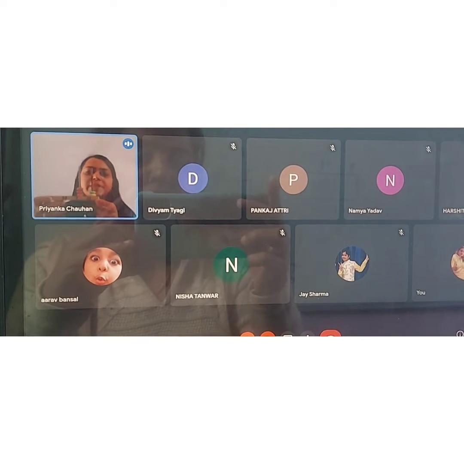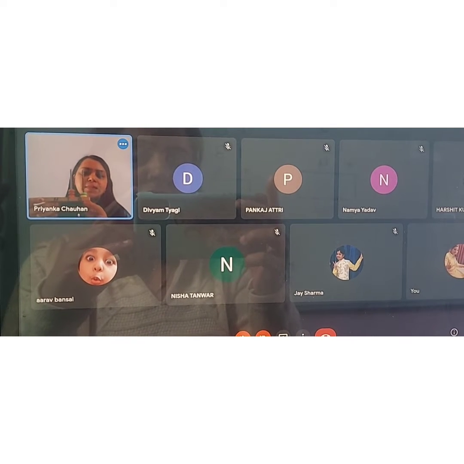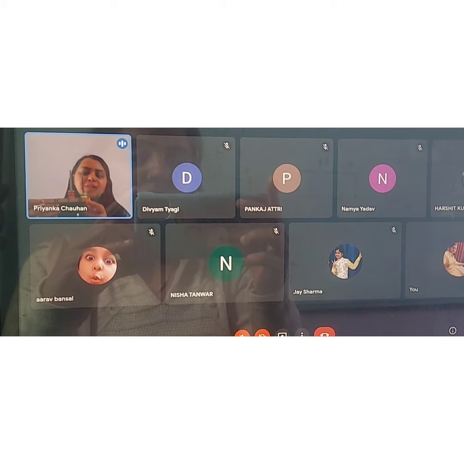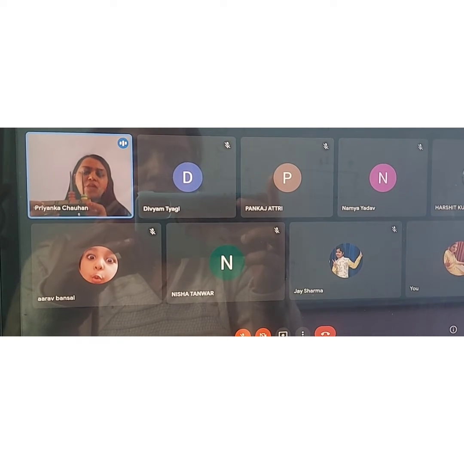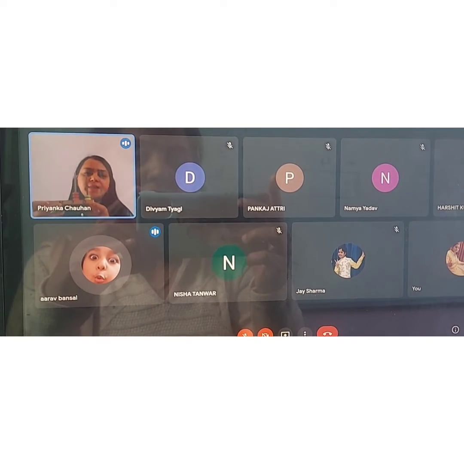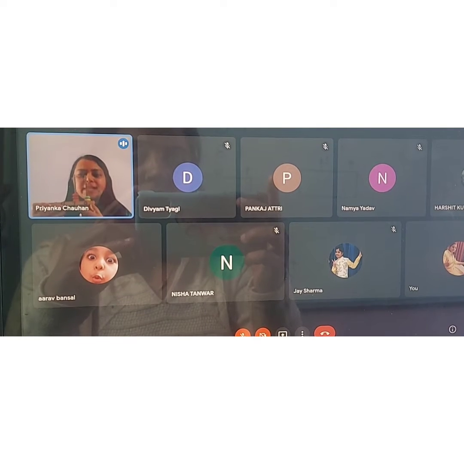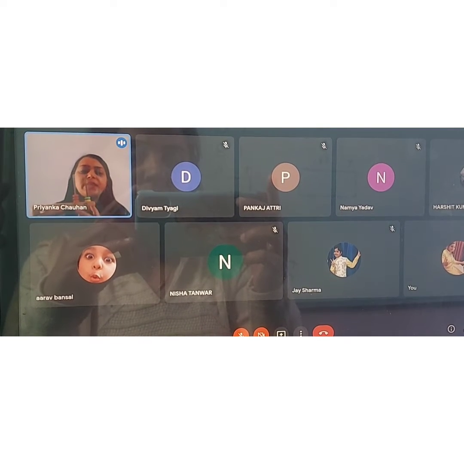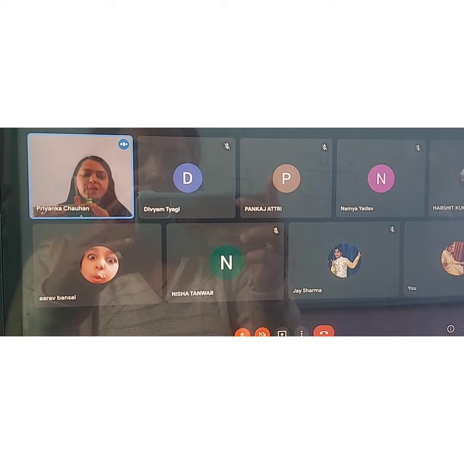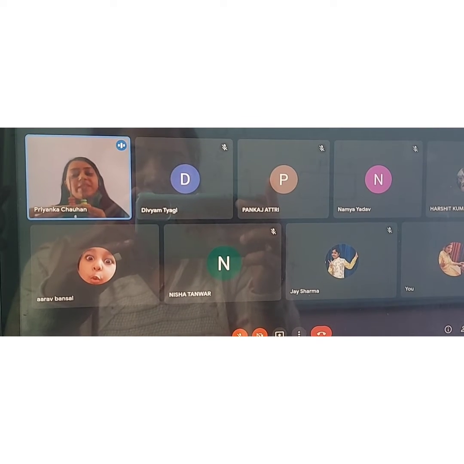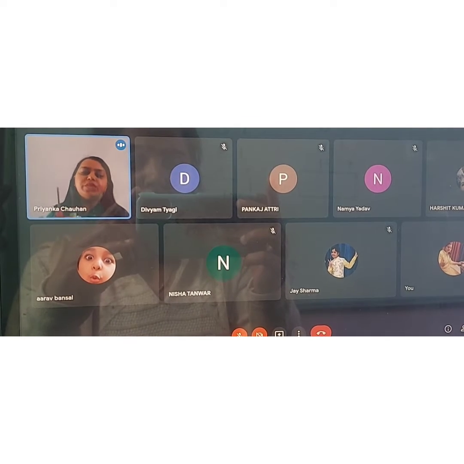Arav Bansal, please turn on your mic and tell me the answer. 3 tens and 2 ones. So what is the number this abacus is showing? 32. Very good.